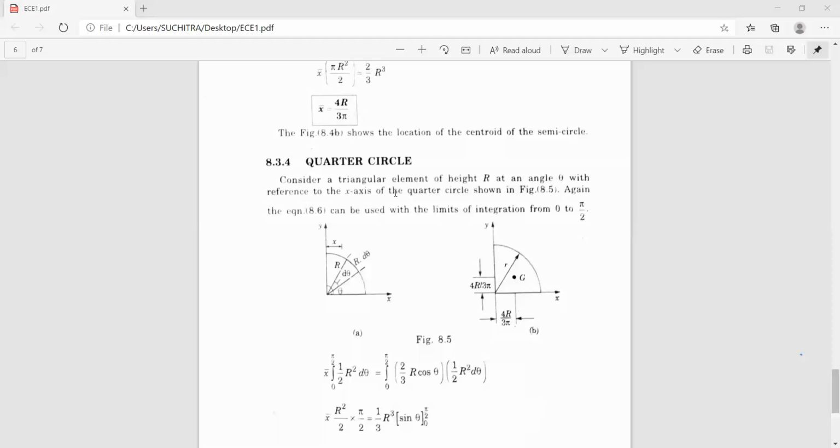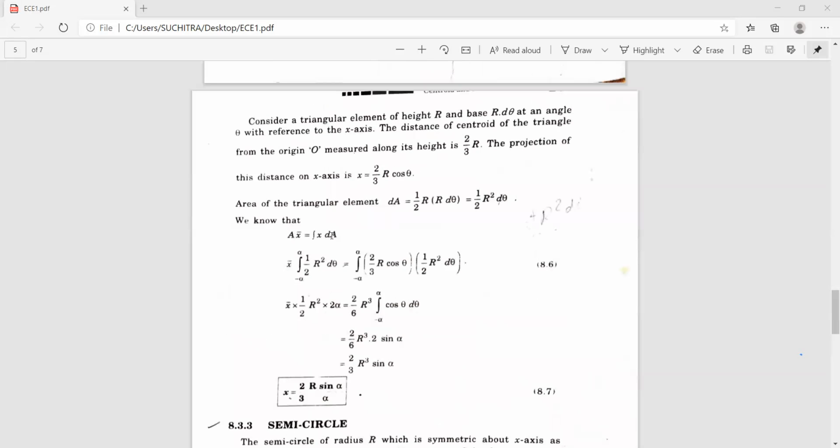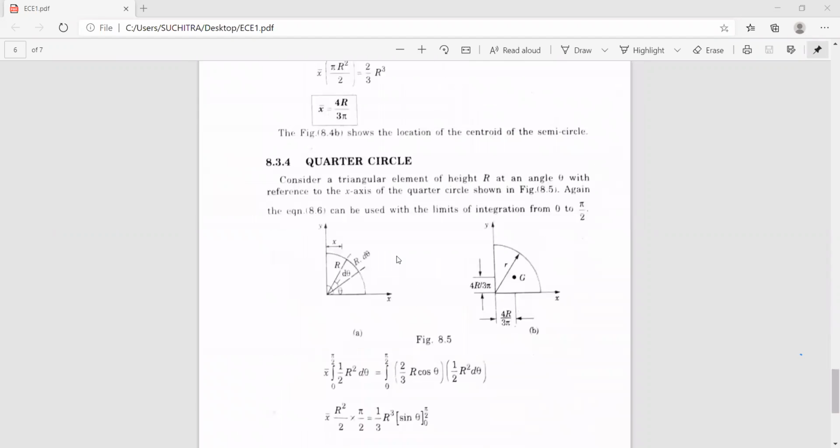And for all these, sector, semicircle, and quarter circle, the basic equation remains the same. This equation remains the same: A x bar is equal to the integral of x dA. So this equation also remains the same for both the sector of a circle and the semicircle, and also for the quarter circle. In the case of the quarter circle, it is not symmetrical about either the x-axis or the y-axis. Now consider a triangular element of height r at an angle theta with reference to the x-axis of the quarter circle, as shown in the figure.